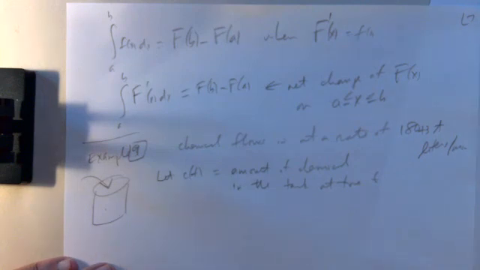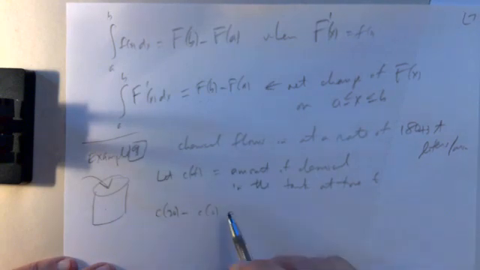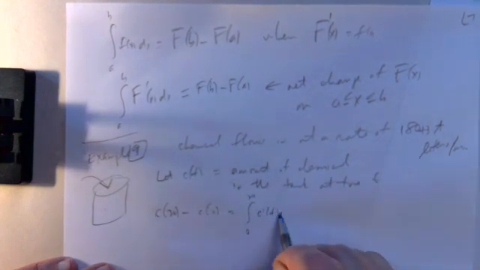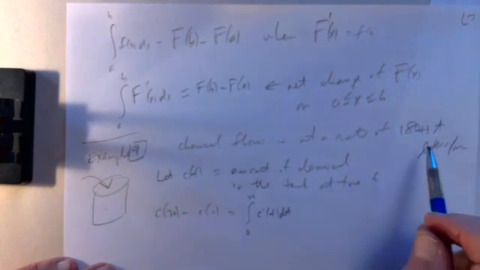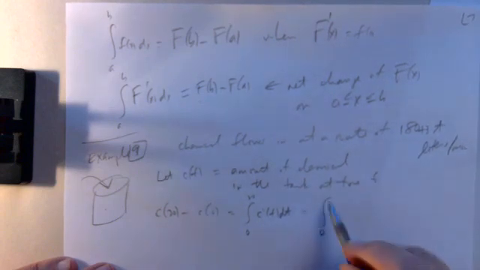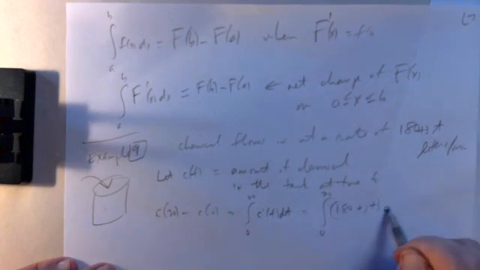What's the net change? So what we want is C of 20 minus C of 0. Right? That's the net change over 20 minutes. And by the fundamental theorem of calculus, this is the integral from 0 to 20 of C prime of t dt. And C prime of t is the rate at which the chemical is flowing into the tank. This is the integral from 0 to 20 of 180 plus 3t dt.